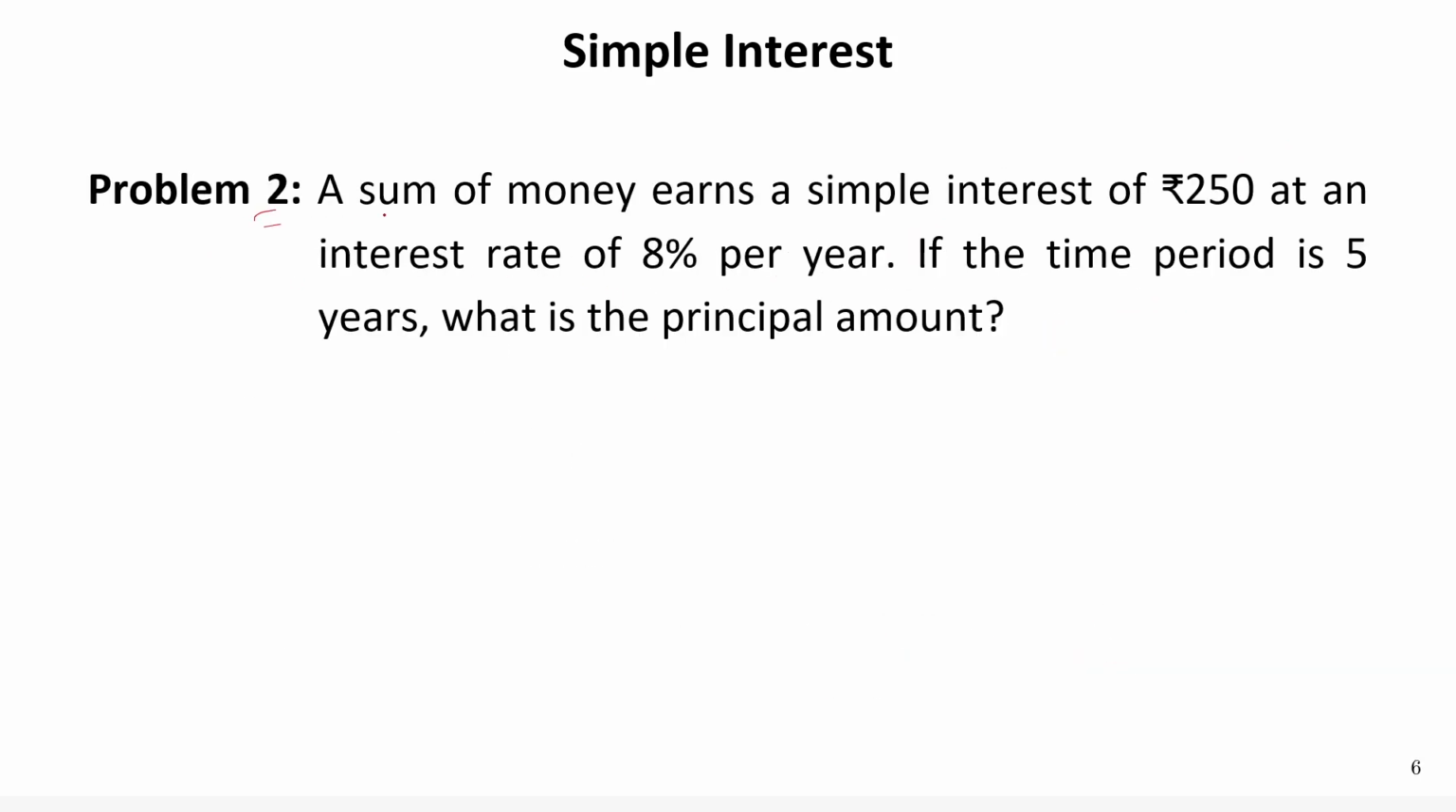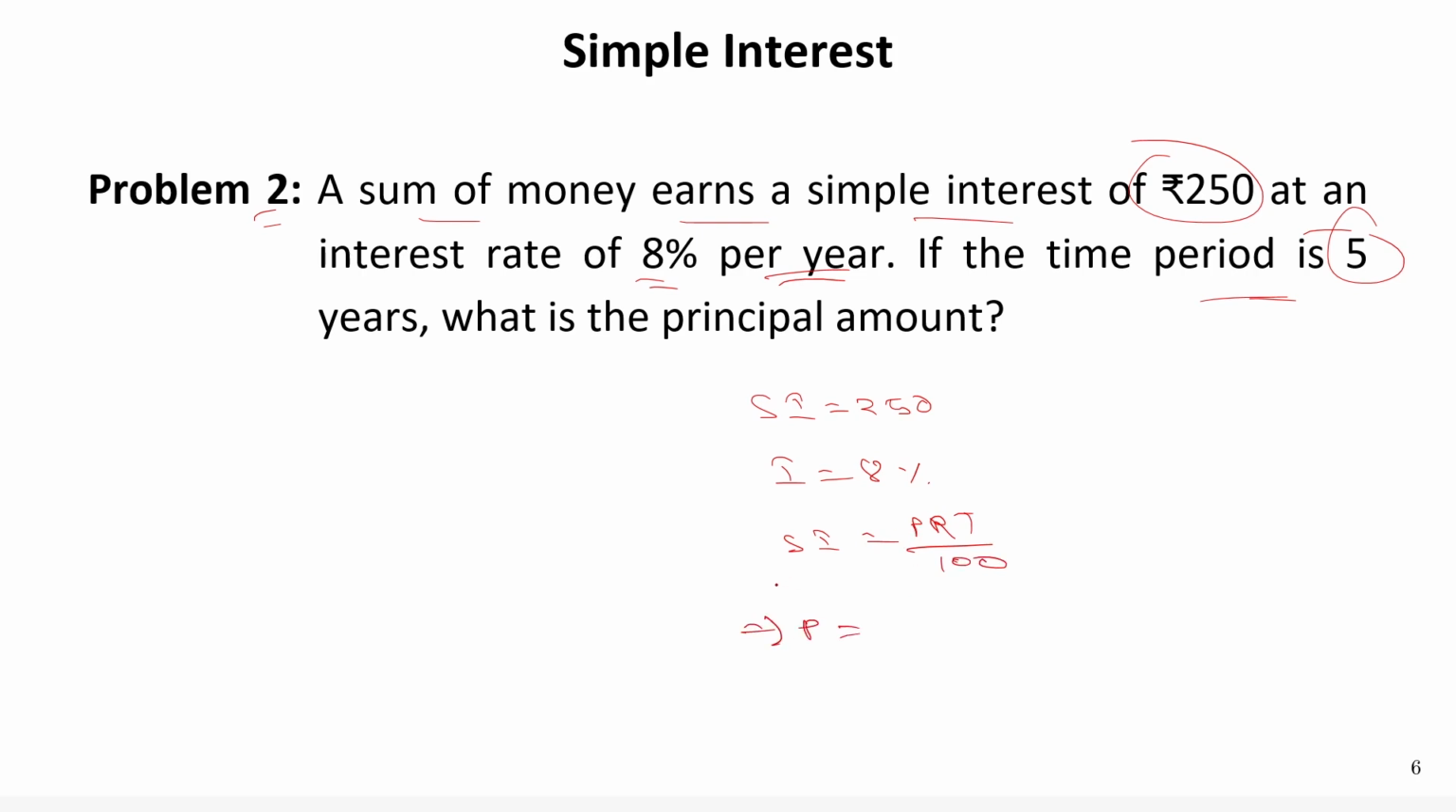So let's see problem number 2. A sum of money earns simple interest of 250, so SI is equal to 250, at an interest rate of 8% per year. So R is equal to 8% per year. If the time period is 5 years, what is the principal amount? So here P is unknown. SI is equal to PRT by 100.